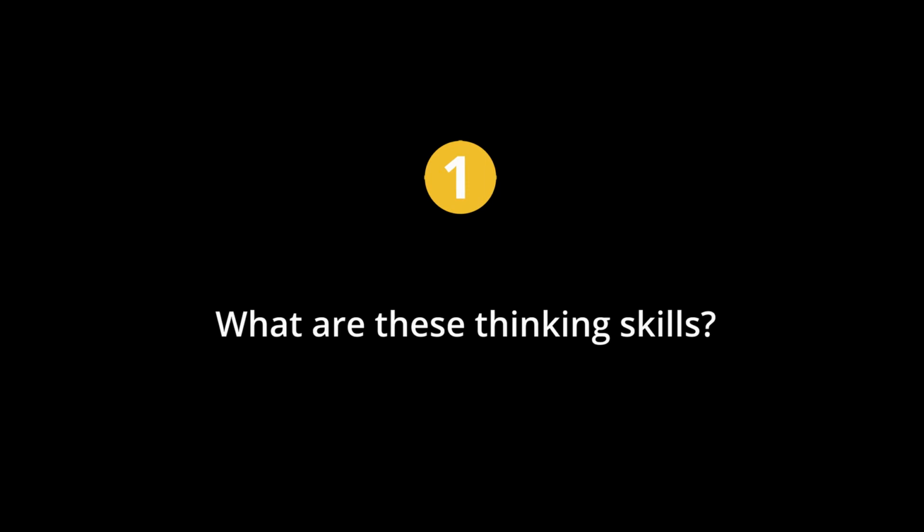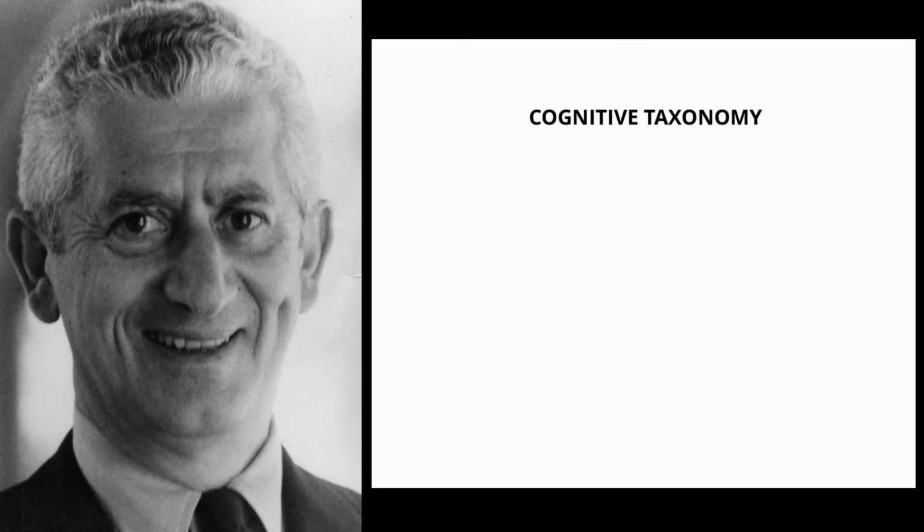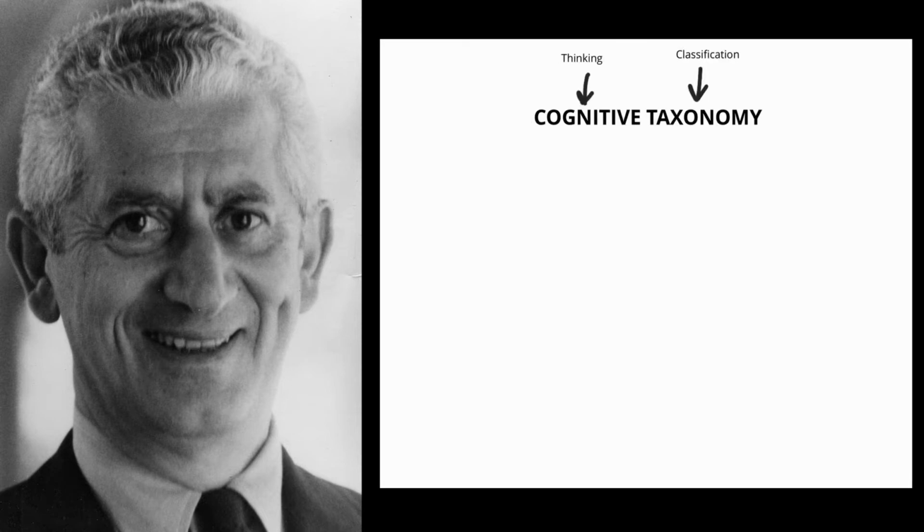Here starts the theory. In the mid-20th century, the American educational psychologist Benjamin Bloom came up with a model which carved up thinking and assigned different levels to this activity. This model, called the cognitive taxonomy, as simply a classification or categorization for thinking, became hugely influential.